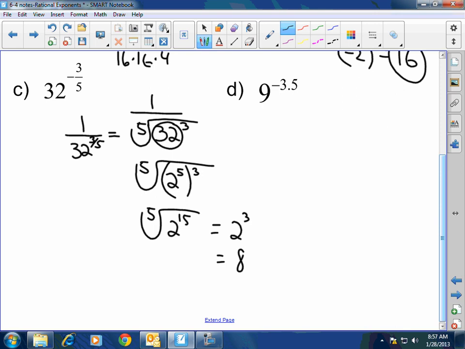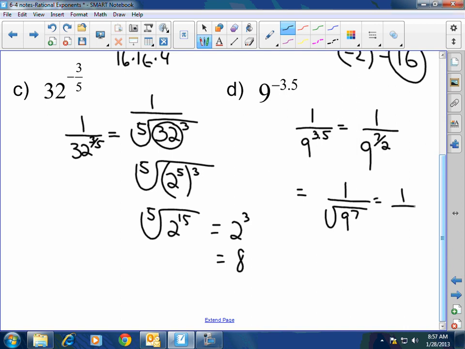Next, 9 to the negative 3/5. That's 1 over 9 to the 3.5, not 3/5, which is 7/2. This equals 1 over the square root of 9 to the 7th. Well, this breaks down into square root of 3 squared to the 7th. Why? Because 9 is 3 squared. So that becomes 1 over the square root of 3 to the 21st.